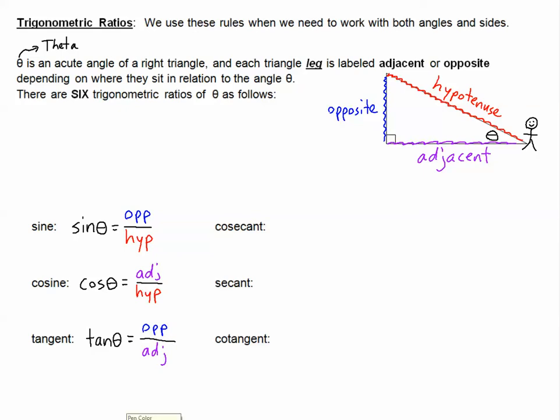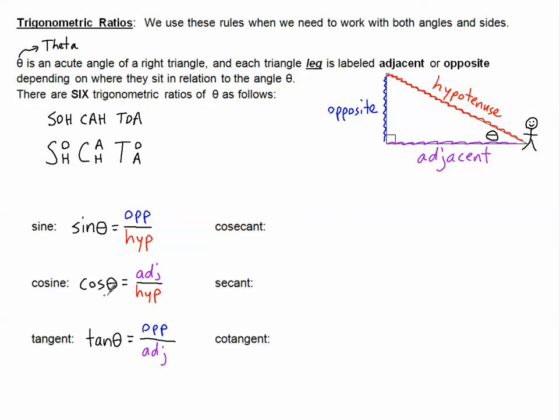Now, some people like to remember the sine, the cosine, and the tangent using the mnemonic device SOH CAH TOA, or some people actually like to write it like this, SOH, CAH, TOA. And what SOH CAH TOA means is the S represents the sine, and it's the opposite divided by the hypotenuse. And the C represents the cosine, and that's the adjacent divided by the hypotenuse. And the T represents tangent, and that's the opposite divided by the adjacent. So I think that this is a very helpful mnemonic device to remember those 3 trig ratios.